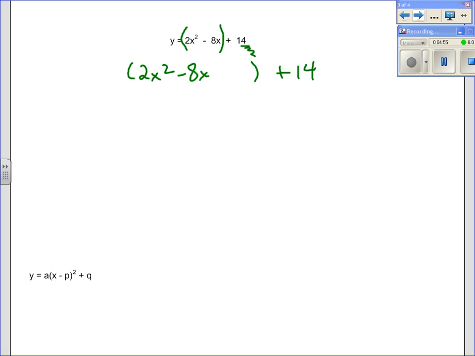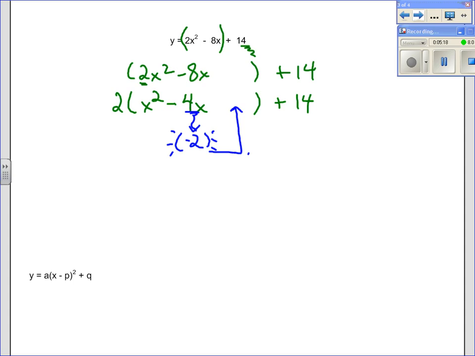Now, the problem is we can't complete the square with this because we've got a stupid 2 sitting out here. Well, let's factor out the 2. When we factor out the 2, we get x squared minus 4x, plus 14 way out here. Look at this. Now we can do it. Now we can take this 4 divided by 2. We get minus 2. There's our magic number. Bring it over here. Square it. That becomes positive 4. So remember, if we added 4 here, we have to subtract 4 here.